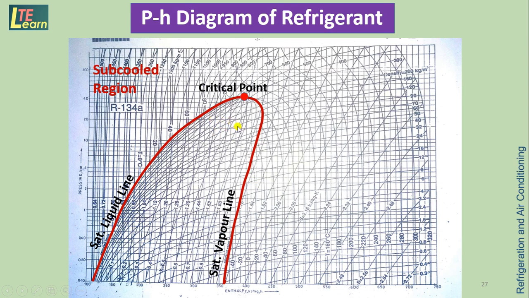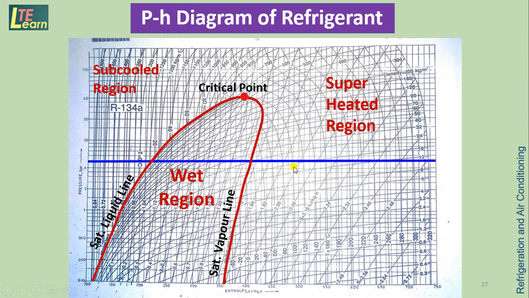Now, because of this saturated curve, this total area is divided into three parts. The left side part is the subcooled region. Inside this curve, the region is mixed, that is vapor plus liquid. That's why it is called the wet region. The right hand side region is of superheated vapor, that is the superheated region.